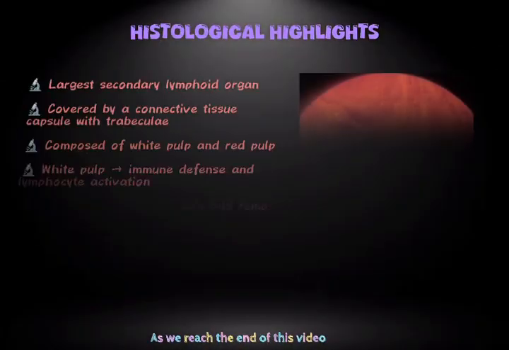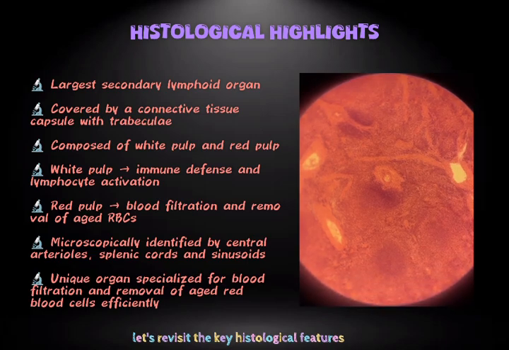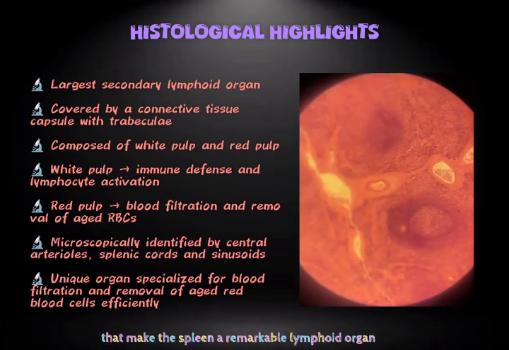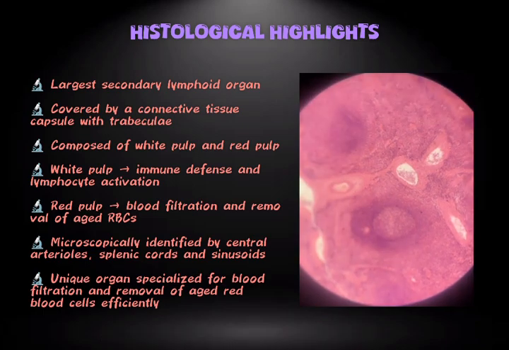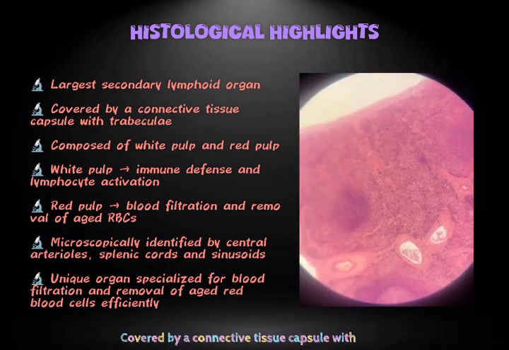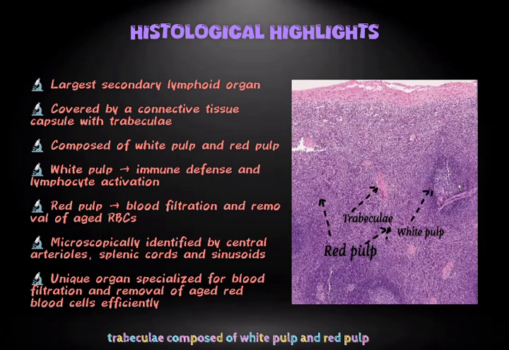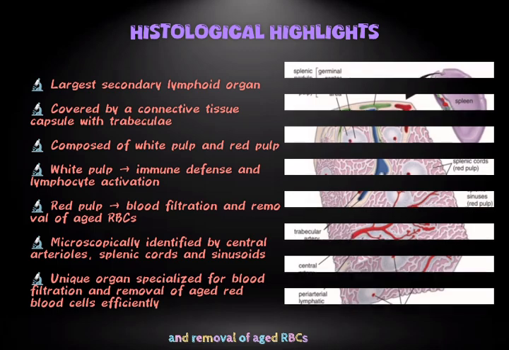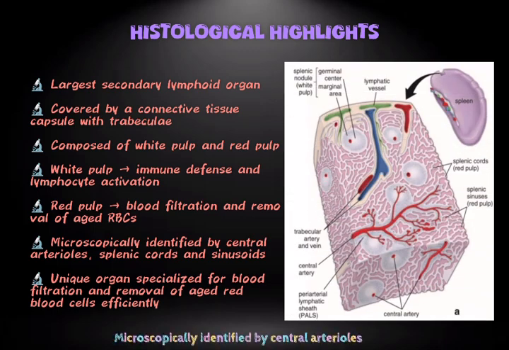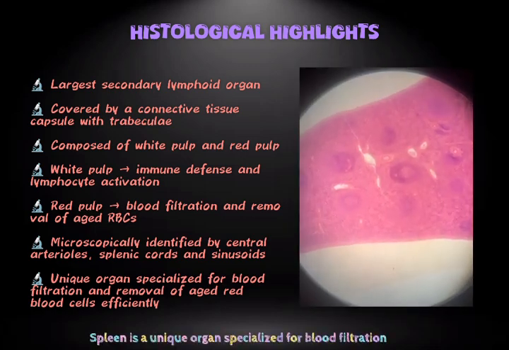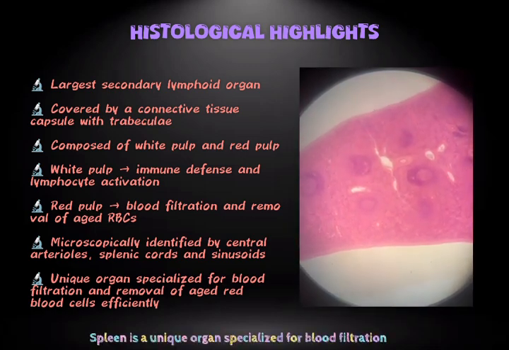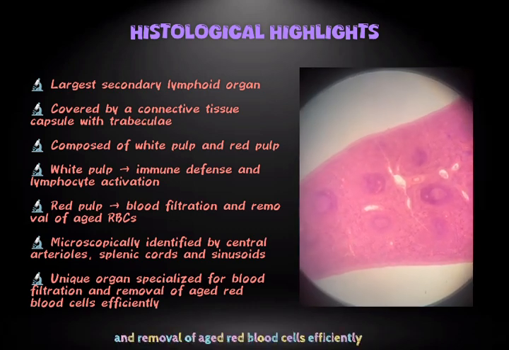As we reach the end of this video, let's revisit the key histological features that make the spleen a remarkable lymphoid organ, covered by a connective tissue capsule with trabeculae, composed of white pulp and red pulp. White pulp helps in immune defense and lymphocyte activation. Red pulp helps in blood filtration and removal of aged RBCs. Microscopically identified by central arterioles, splenic cords, and sinusoids. Spleen is a unique organ specialized for blood filtration and removal of aged red blood cells efficiently.